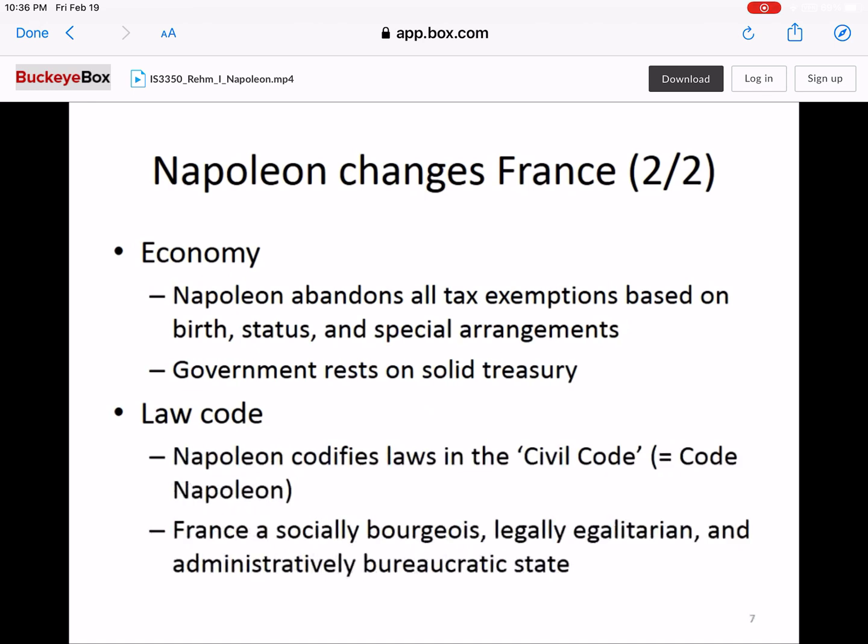The economy gets modernized. All sorts of tax exemptions that are based on birth status and other special arrangements are being axed, and the government actually rests on a solid treasury. Napoleon also invents and develops a law code, the Civil Code or Code Napoleon, which is still in use, or partially in use, in many countries in Europe. And France becomes a socially bourgeois, legally egalitarian, and administratively bureaucratic state.